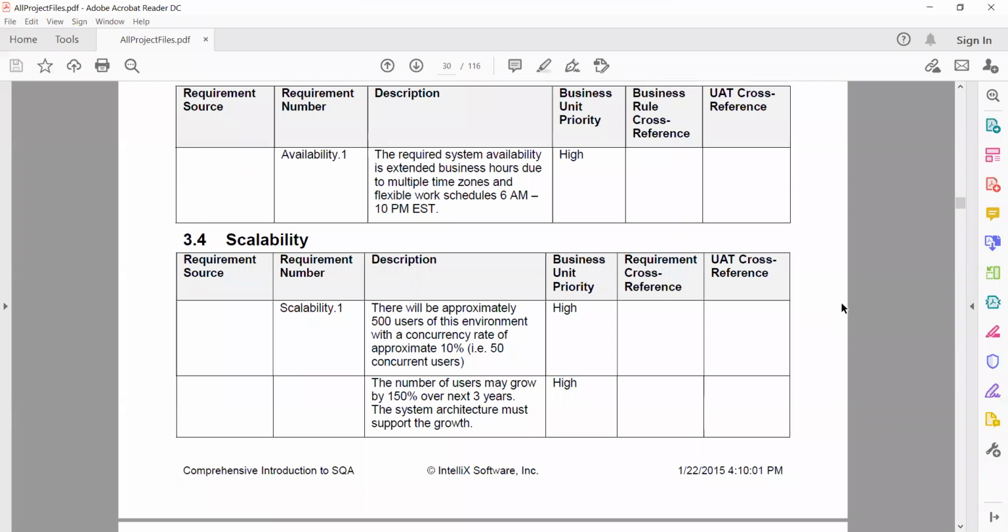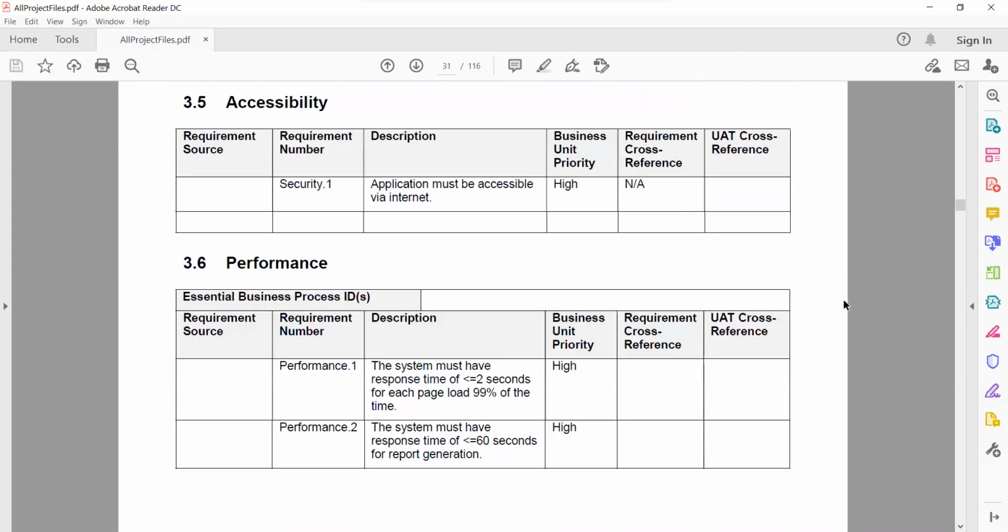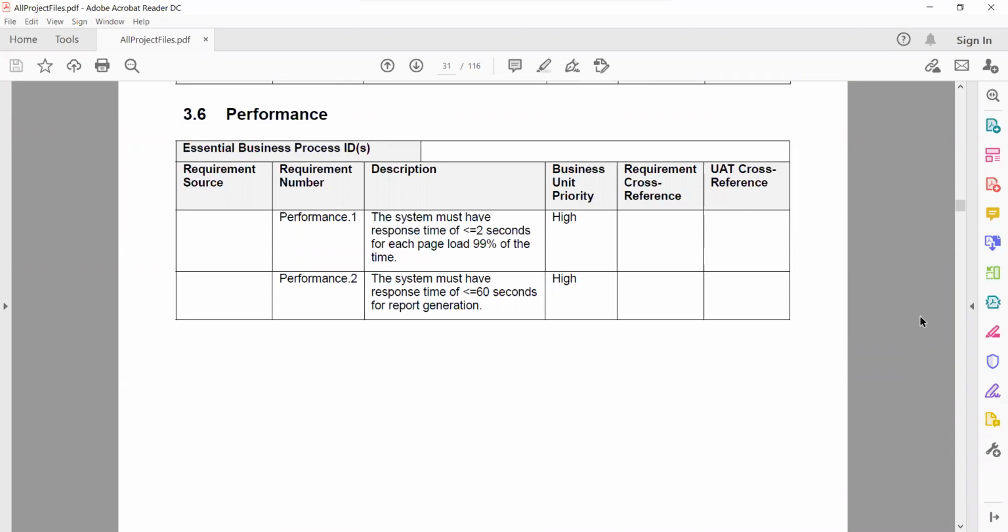Okay. Any other questions on this section? Or shall I scroll down? Let's go to the next section.